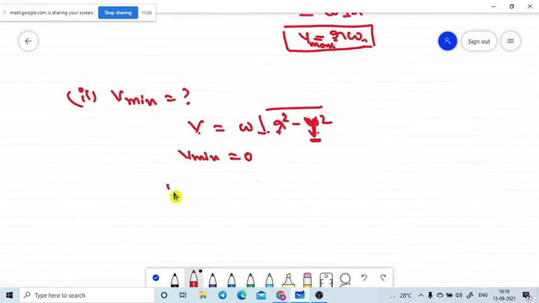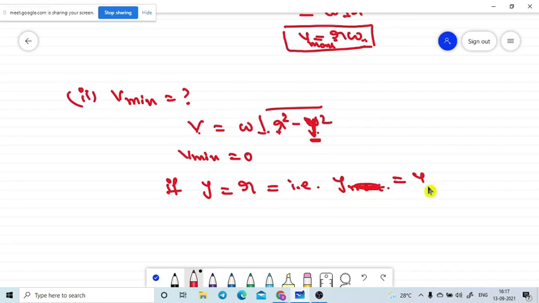If y is equal to R, that is, y maximum is equal to R only. When y is equal to y maximum, then what will happen? The minimum velocity is equal to 0.